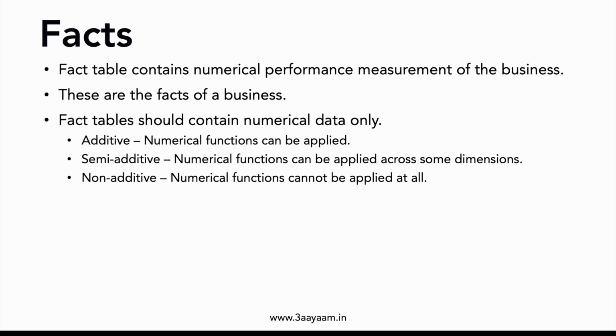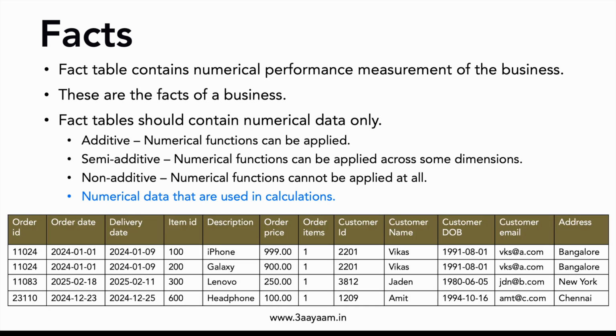Some are semi-additive, meaning that we cannot apply the numerical functions across all the keys. And some are non-additive, meaning that we cannot apply the numerical function at all. Numerical data is that data that are used in the calculations. Now this is the toned down version of the table that we had seen in the first normal form. And we have order ID, order date, delivery date, item ID, description, price, order items, customer ID, name, date of birth, email, and address.